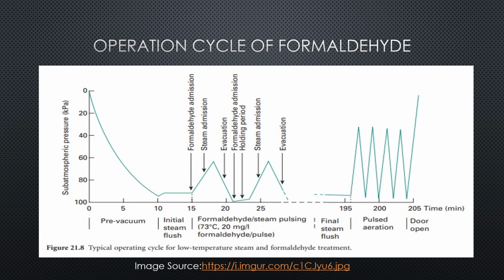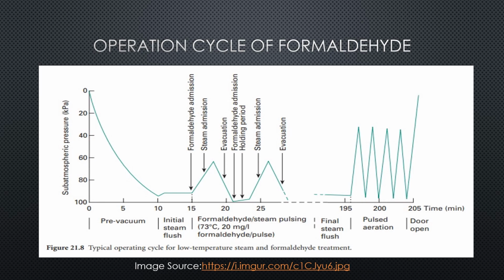Now we'll see the operation cycle of the formaldehyde. The LTSF sterilizer is also designed to operate with subatmospheric pressure steam. Again, the first step is air removal, that is vacuum creation. Complete air removal by evacuation, and steam is admitted. Here initially some steam is flushed inside the chamber. Then we allow the heating of the load so that it assists in the air removal. The sterilization period starts with the release of formaldehyde. Here when we have the entry of formaldehyde, the sterilization cycle is actually occurring.